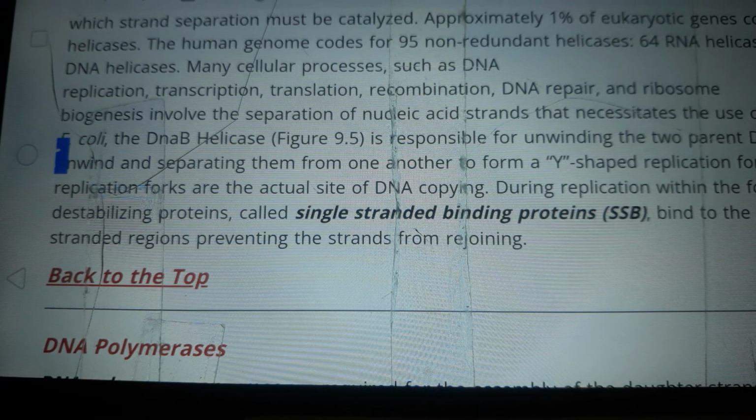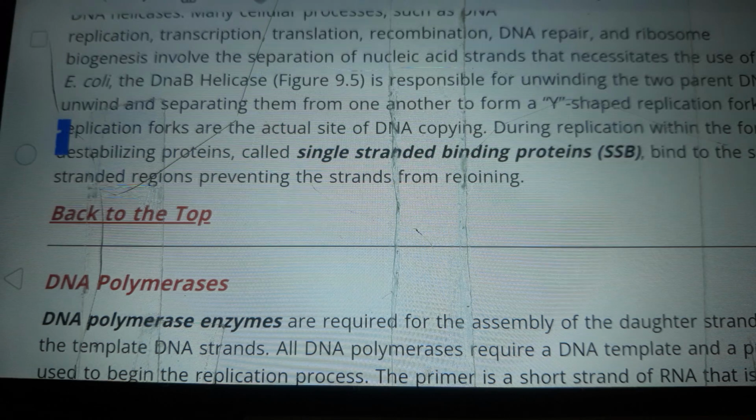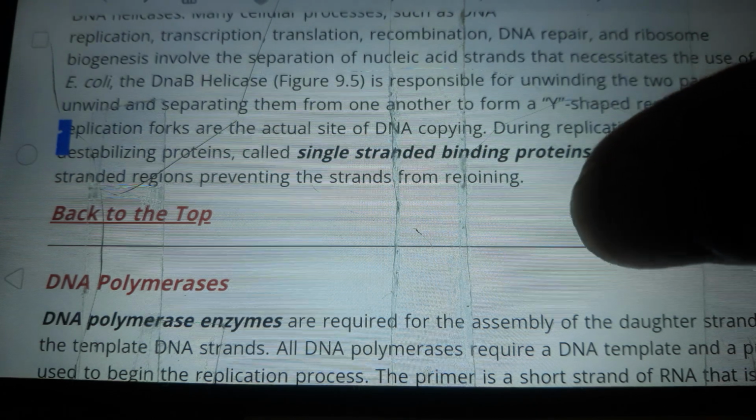as seen in figure 9.5, is responsible for unwinding the two parent DNA strands and separating them from one another to form a Y-shaped replication fork. The replication forks are the usual site for DNA copying. During replication within the fork, helix destabilizing proteins called single-stranded binding proteins, SSB, bind to the single-stranded regions, preventing the strands from rejoining.